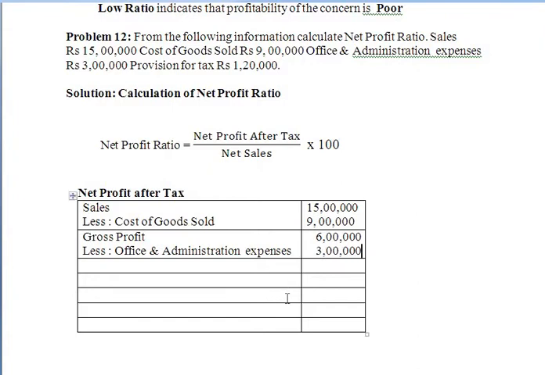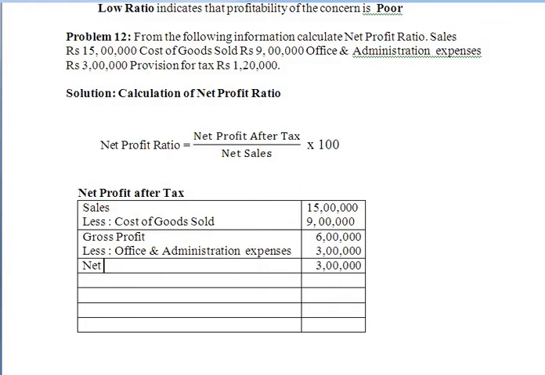Okay, 3 lakh. Now 6 lakhs minus 3 lakhs. How much is the balance? 3 lakh. Okay, so this is what? Net profit. Okay. Now here they have given provision for tax, so we assume that it is the tax for the year.